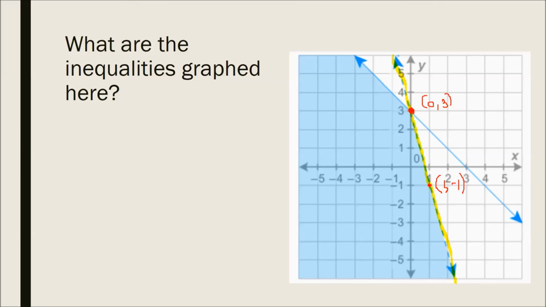Next, we're going to break down into a little bit more. It's a dashed line, so is this going to be less than, greater than, or would it be less than or equal to, or greater than or equal to? Next, I noticed that it is shaded below. So what inequality symbol would that be?